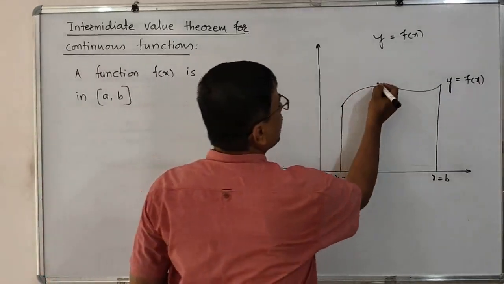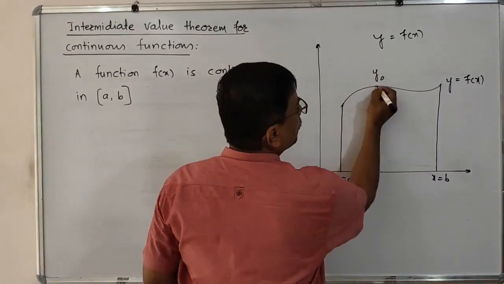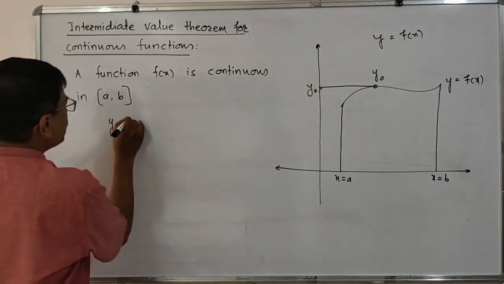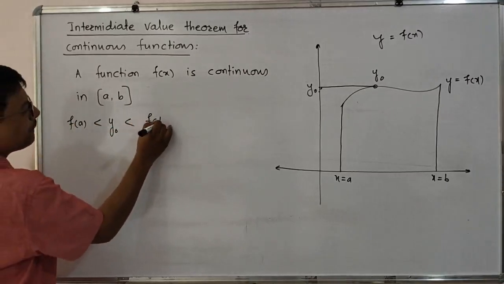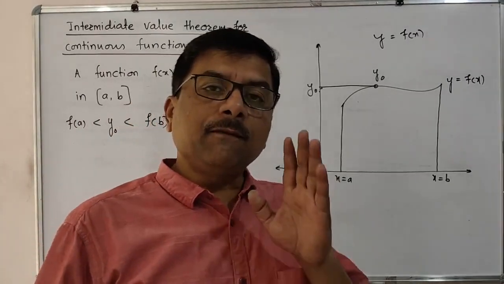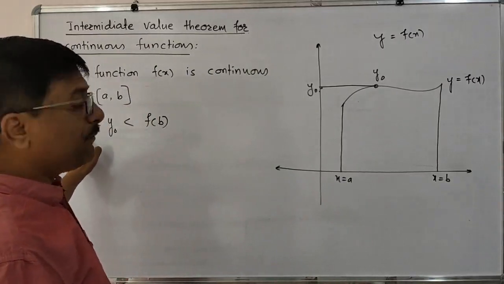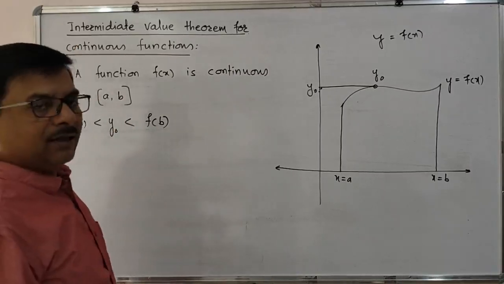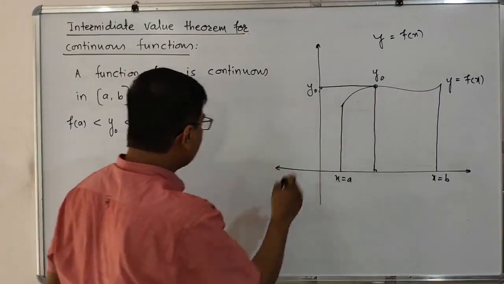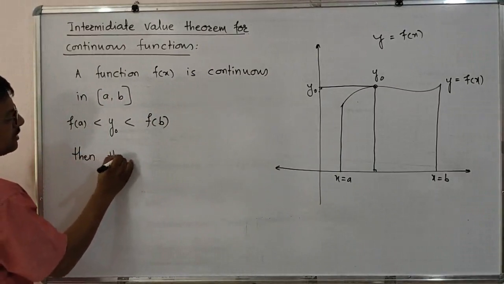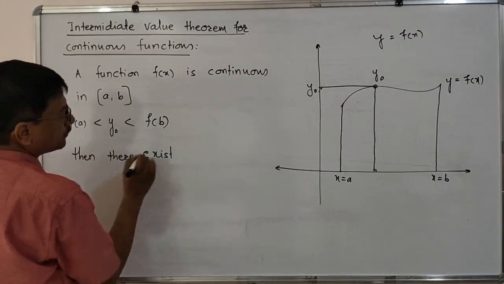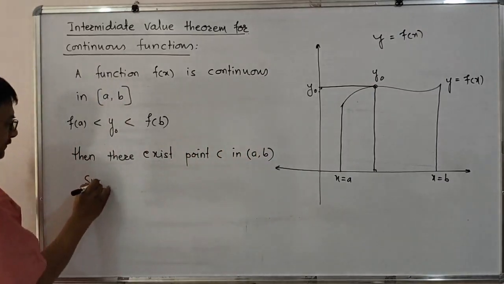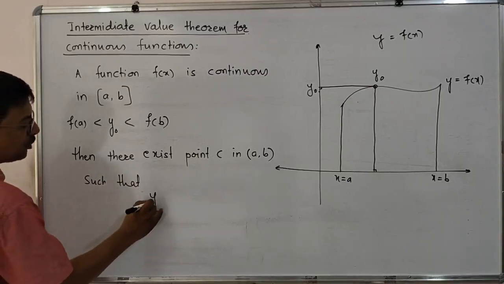Now take any value. Suppose this is y0 on the y-axis. This y0 lies between f of A and f of B. What we have taken is one value which lies between f of A and f of B. Then this theorem says that there exists a point C in the open interval AB such that f of c is equal to y0.